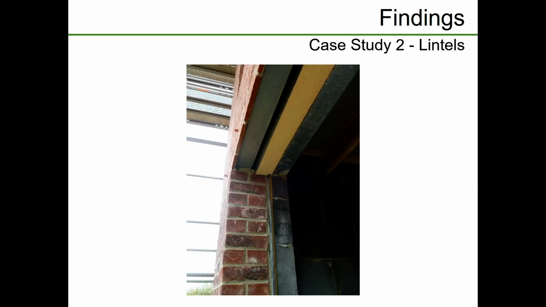Lintels on this project, this was specification substitution. You can see there's no cavity closer there. That's an issue. But that lintel should have been a concrete lintel according to the design. It's actually a perforated steel box lintel instead. Interestingly enough, in this scenario, it actually improved the thermal bridging. So the contractor, for whatever reason, has changed the specification and it's actually improved the situation. But there's no cavity closer.